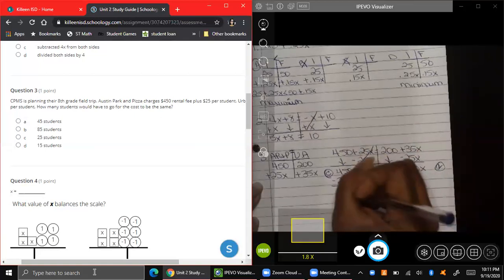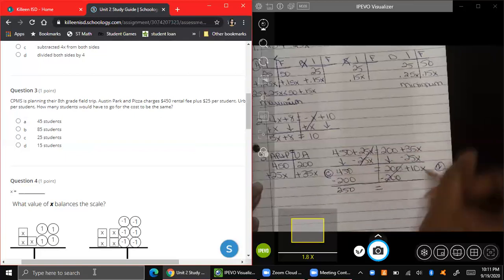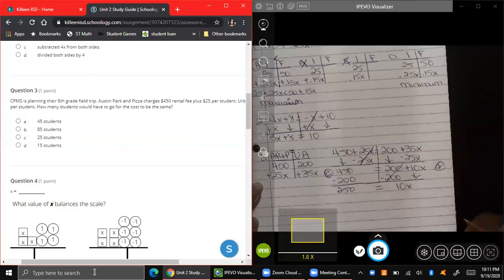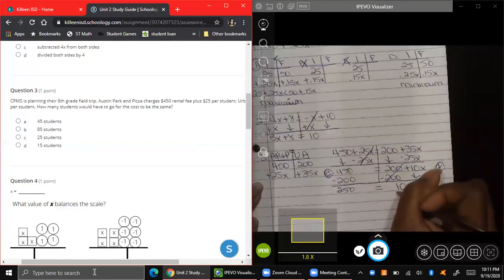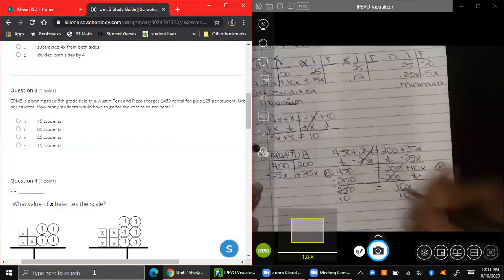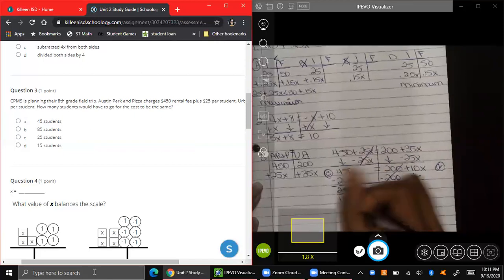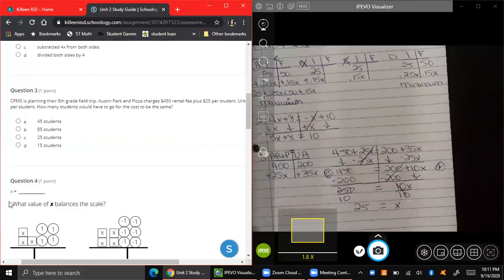450 minus 200 is 250. 200 minus 200 is 0, so that cancels out. And I'm going to bring down my 10x so I don't forget about it. Lastly, it says that my variables are on this side, so I need only my x. In order to have only my x, I'm going to get rid of everything that's in front of my x, which is my coefficient. 10 divided by 10 is 1, so I'm going to bring down my x. And 250 divided by 10 is 25, making 25 students my correct answer.